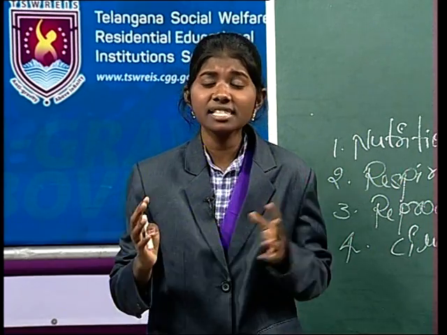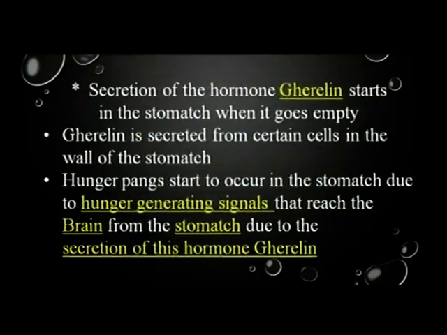This again involves the production of a series of proteins which are hormones, like ghrelin. Secretion of ghrelin starts in the stomach when it goes empty, and ghrelin is secreted from certain cells in the walls of the stomach. Hunger pangs start to occur due to hunger generating signals that reach the brain from the stomach due to the secretion of ghrelin.